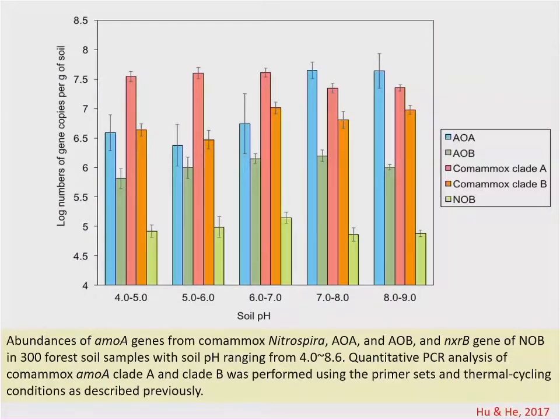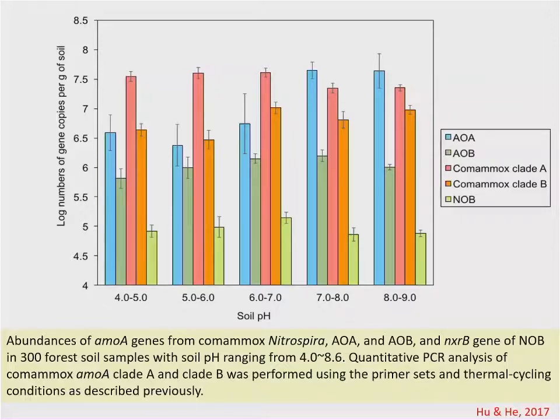So we did a lot of research in this field. This is several hundred samples. We screened what microbes exist in those soils. So this is AOA, the ammonia oxidizing archaea, and this is AOB, and then this is comammox. Comammox can be divided into clade A and clade B, which are different groups. So you can see there is quite a high abundance of comammox in those soils.